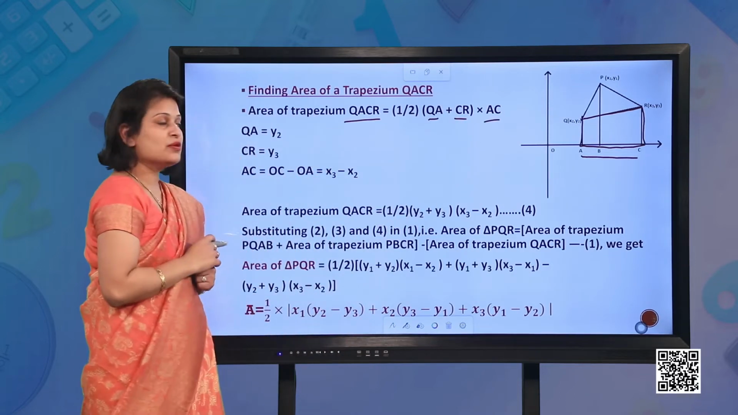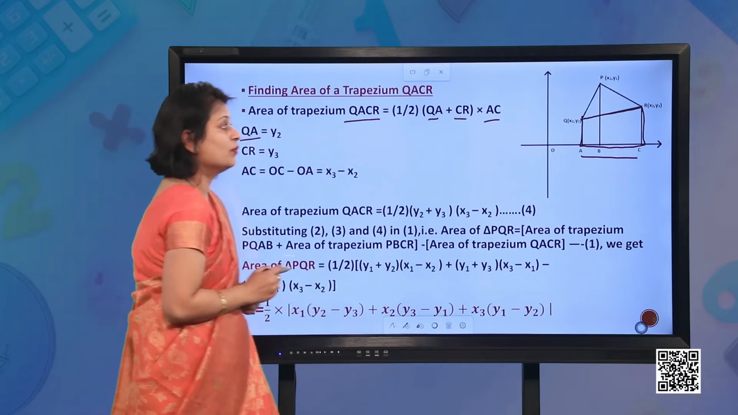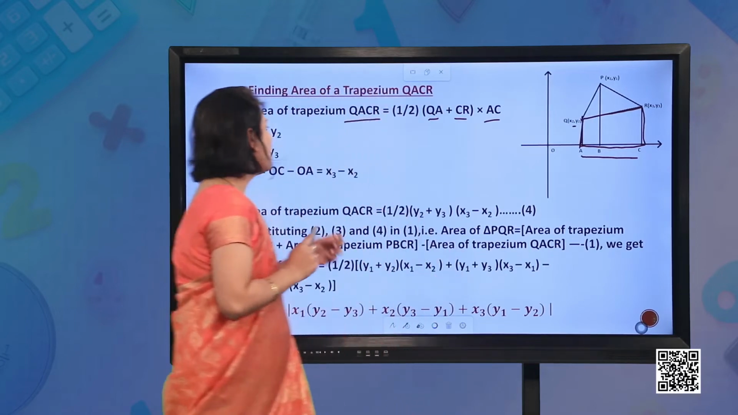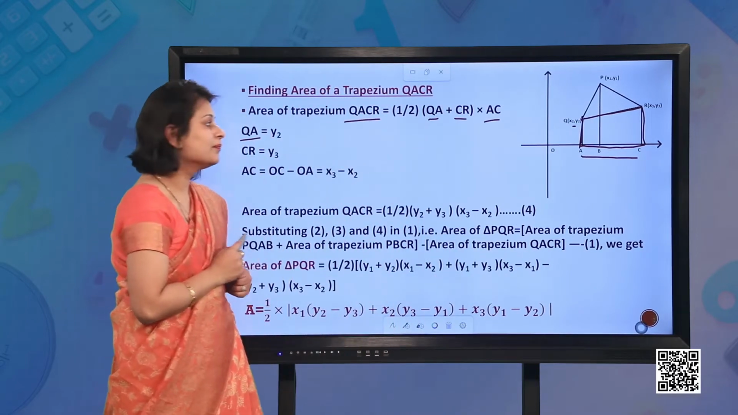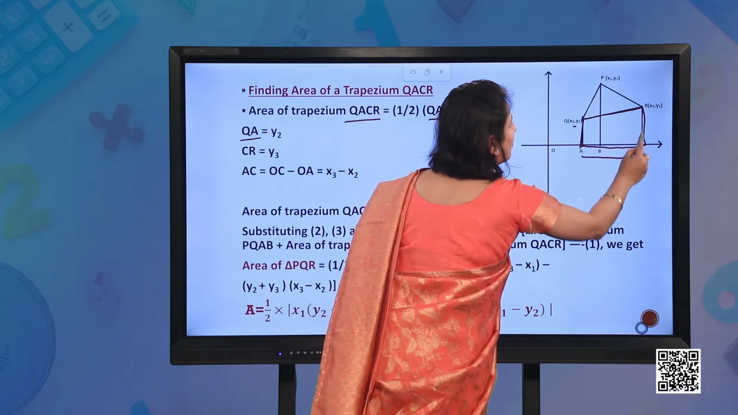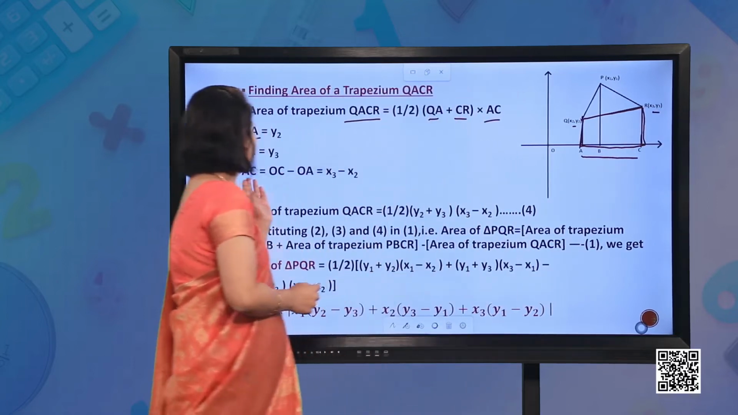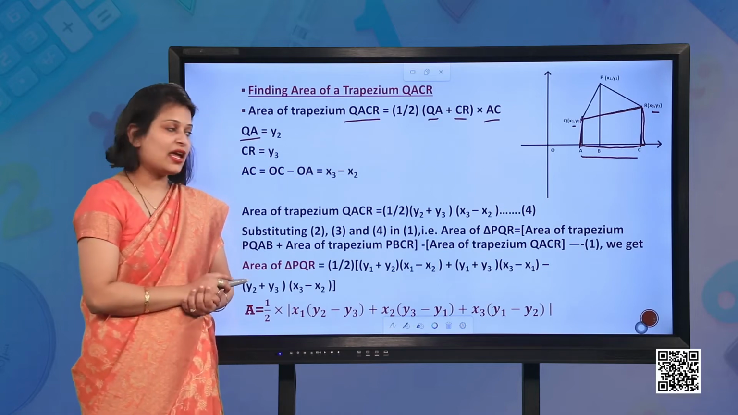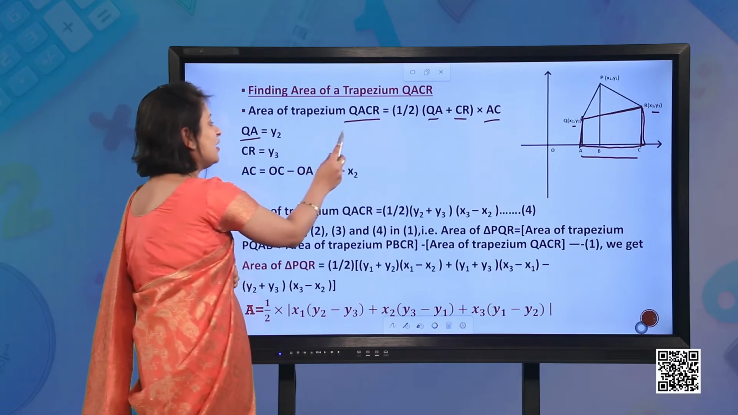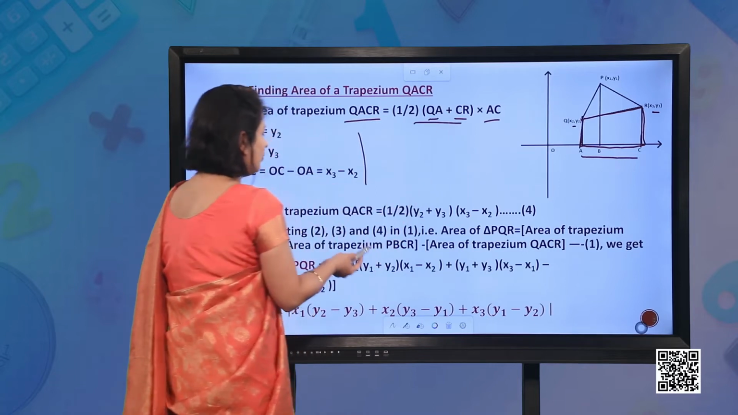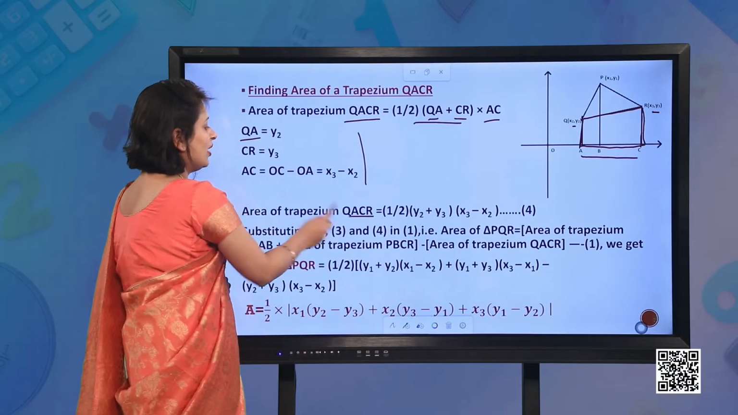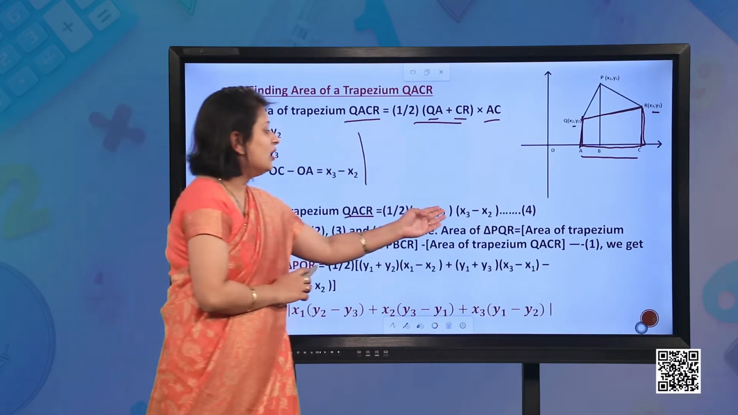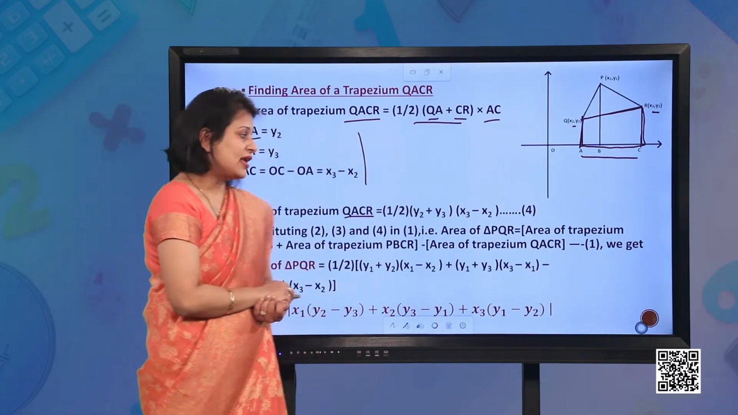Simply substitute the values. Here, what is QA? This is Y2. And what is CR? This is Y3. So, AC will be OC minus OA, which is X3 minus X2. Simply substitute these values. And here, what will you get? Area of trapezium QACR as half into (Y2 plus Y3) into (X3 minus X2).